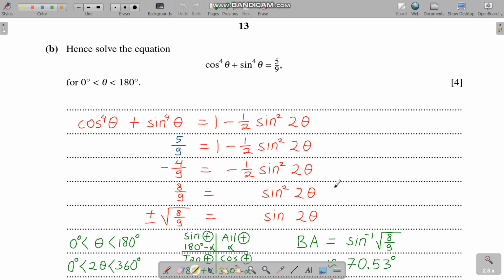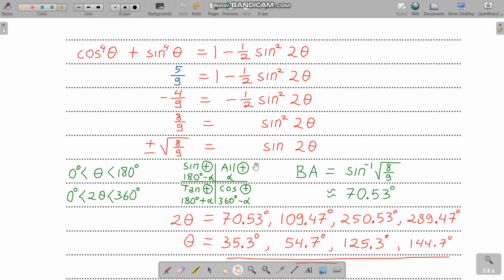Hence solve. So previously we already know that we have this from the first part. Now the left hand side here is 5/9, we replace it with 5/9. So now we subtract 1 from both sides, and we multiply both sides by -2, and then we take the square root of both sides. We get plus minus square root 8/9.